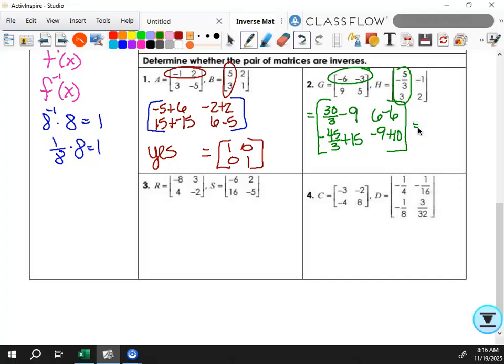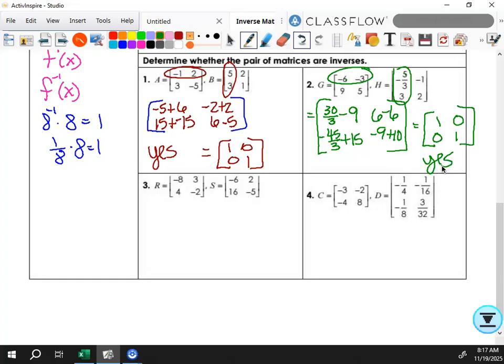All right, so we already said 30 divided by 3 is what? 10. Minus 9 is 1. 6 minus 6 is 0. -45 divided by 3 is what? -15. And then plus 15 is 0. Yeah, it's 0. And then this is 1. So my answer here is yes.